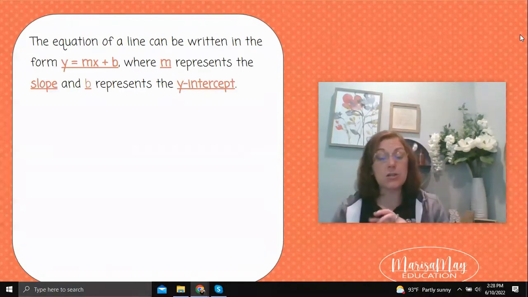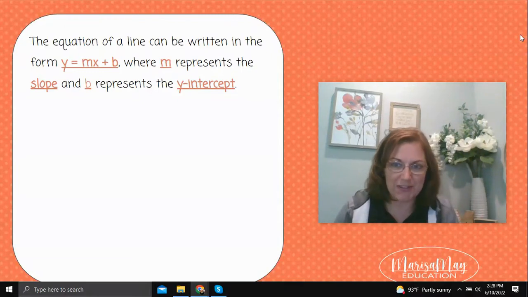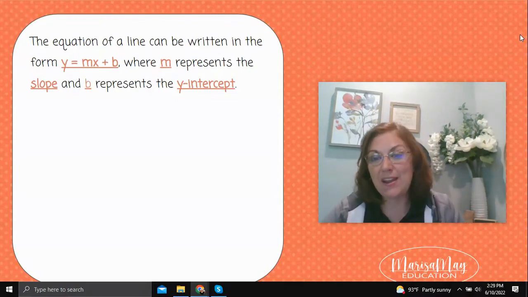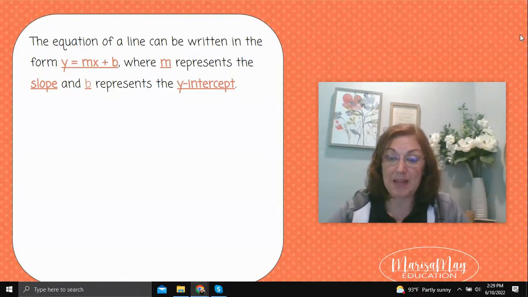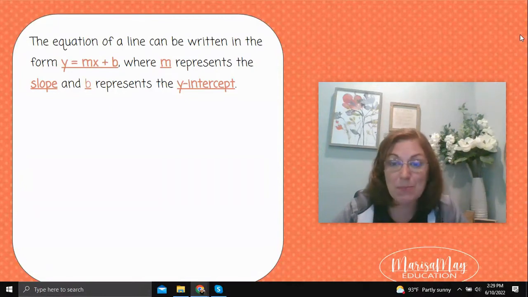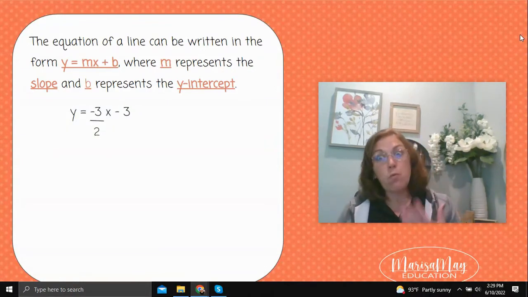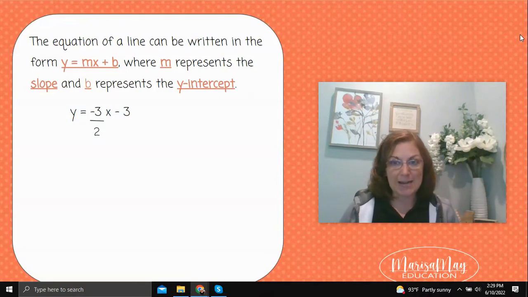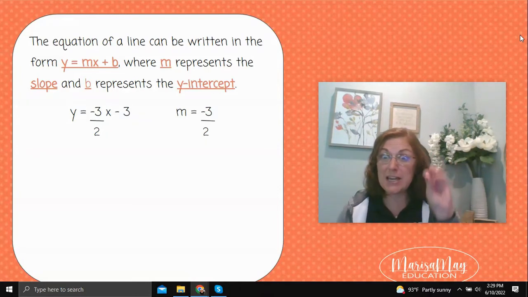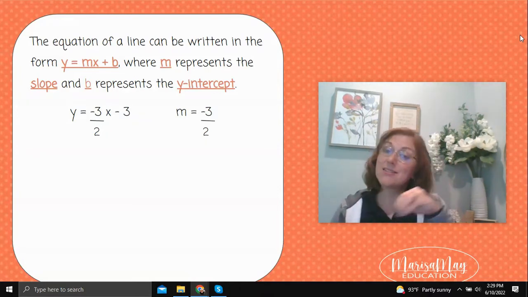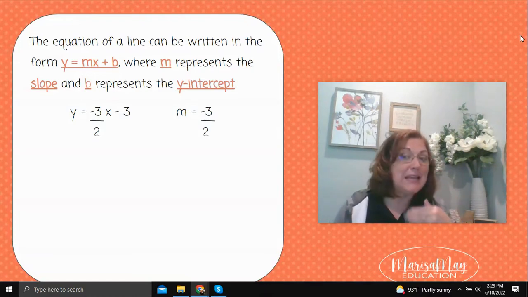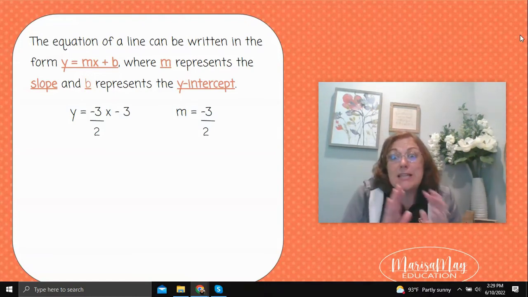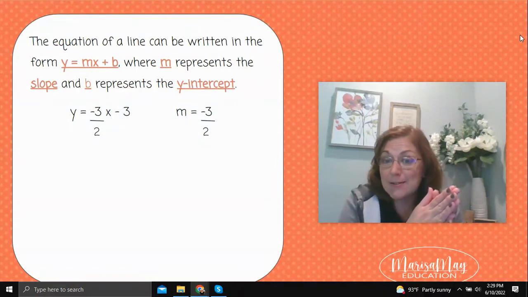Now, if we switch gears, we want to be able to write the equation of a line. So we're going to start with the equation of a line, y equals mx + b. Very important. The m here represents the slope, and the b represents the y-intercept. So if we look at an equation like y equals -3/2 x minus 3, I want you to see the connection that the m, the number in front of x, is the slope. So in this equation, m would be -3/2, because -3/2 is being multiplied in front of x.